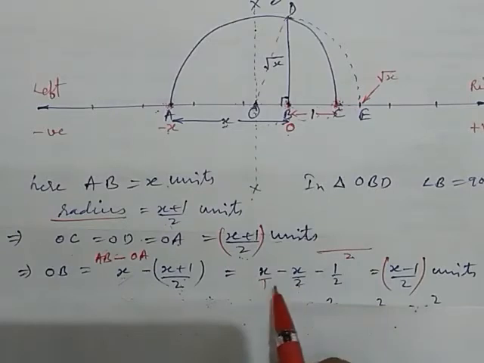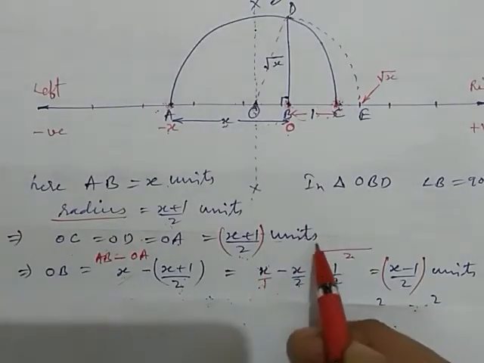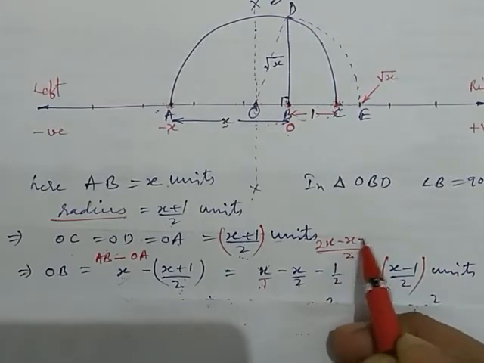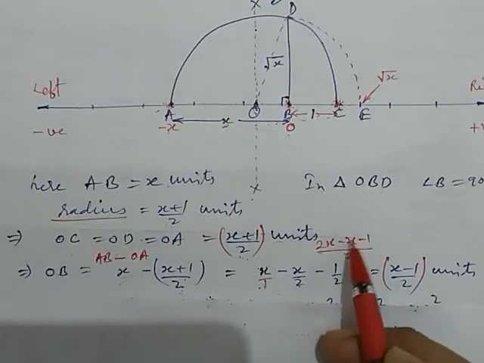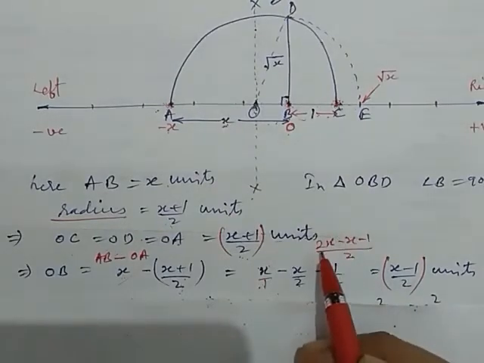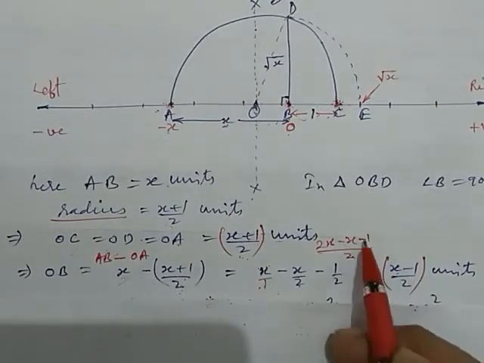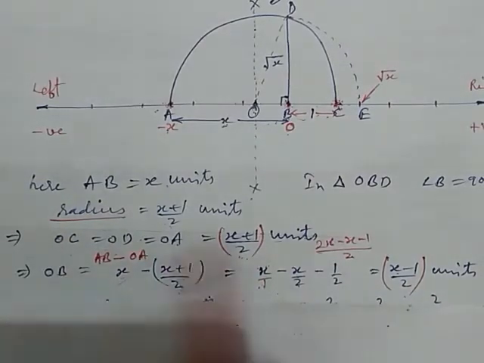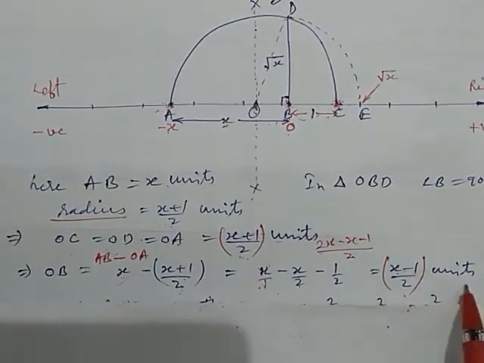2 is the LCM. Here we can make this 2 by 2. So here 2x minus x minus 1. This x subtract this 2x, we get x and this minus 1. So (x minus 1) by 2 is OB. OB is how much? (x minus 1) by 2 unit. Okay.